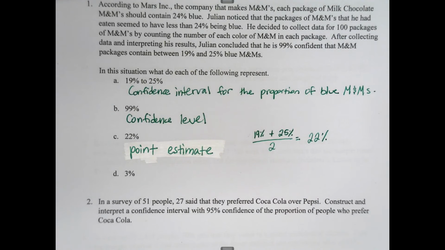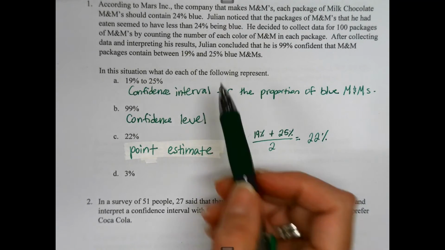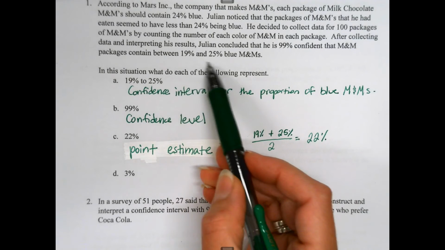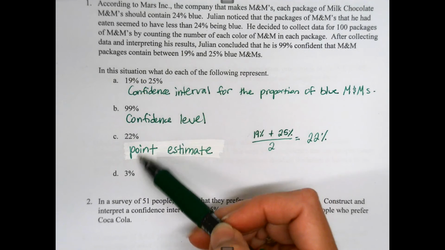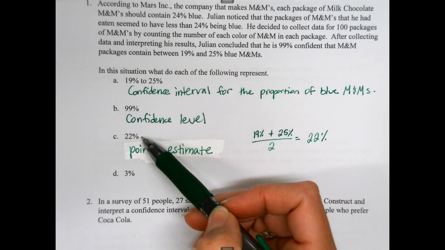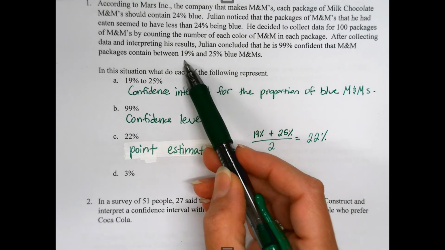And thinking about our vocabulary from this chapter, we had point estimate, confidence interval, confidence level, critical value, and margin of error. It's too large to be our margin of error because our margin of error is going to be the distance between a point estimate and our confidence interval limits. And with confidence interval limits of 19% and 25%, 22% is way too large to be the distance from the middle to each of the ends.